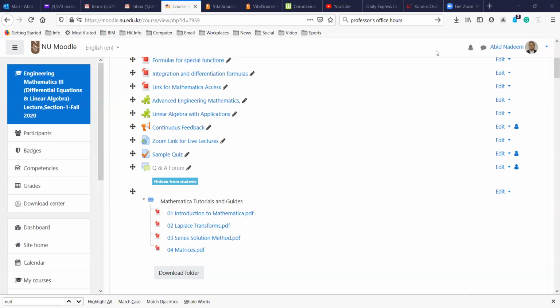Okay, so today we will be starting linear algebra, and for this you already have access to this book, Linear Algebra with Applications.